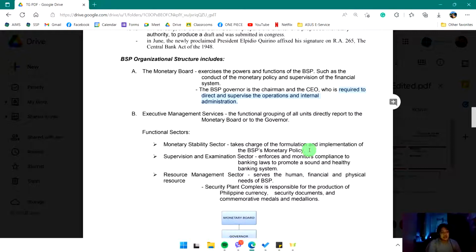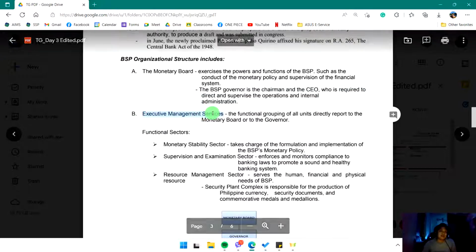Sila ang nagsusupervise at nagpapatakbo ng operations part ng business, yun yung parang pinakatrabaho. And sila rin yung nagdi-direct and supervise doon sa internal administration natin, or yung mga tao doon sa Monetary Board natin. So basically, the BSP governor is the leader of Bangko Sentral ng Pilipinas, of BSP of course. And then next, we have here the Executive Management Services.